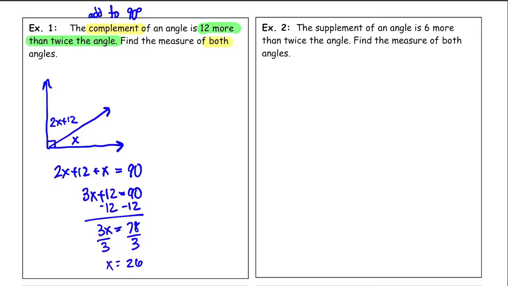So now, before you move on to the next question, let's go back up and reread the original. It says find the measure of both angles. So I need to find these. Well, the one that's just x is easy. That's 26 degrees. And there's two ways you can find the other angle. One method is take the 26 and plug it in here and do 2 times 26 plus 12. Or you know that both of these angles have to add to 90. So what I find a little bit quicker is I'm just going to take 90 minus 26. So that's going to give me 64.